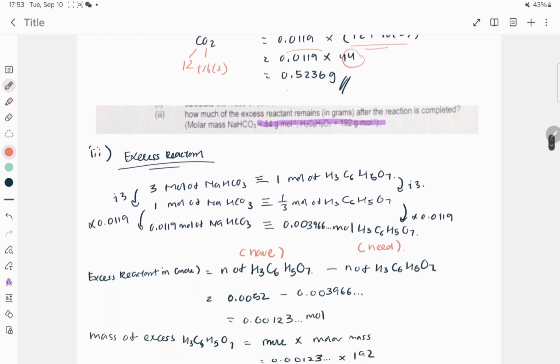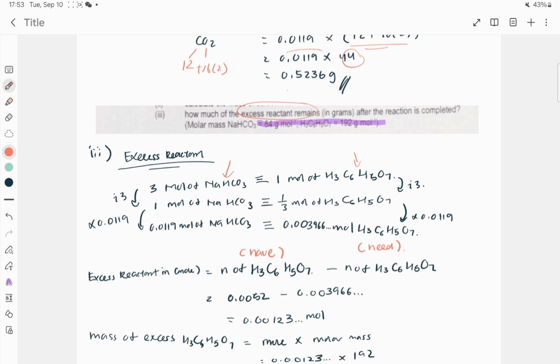Then we proceed to how much excess reactant remains after the reaction. So what is the excess reactant? We have known that this one is the limiting, so this other one will be its excess reactant.